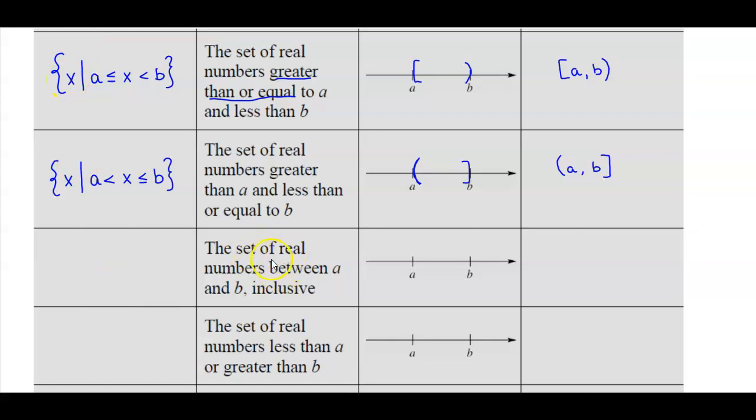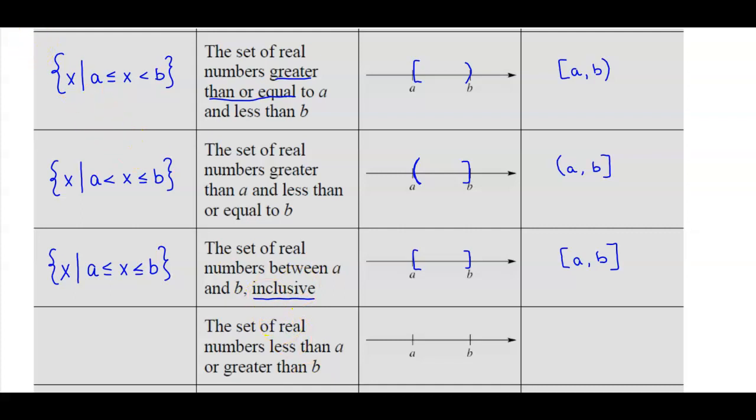Okay, the set of real numbers between a and b inclusive. Okay, so it's saying the set of real numbers inclusive means you're including both a and b. So that means you're going to have a bracket at a and a bracket at b, and because it's saying in between. So we have a bracket a, comma, b with a bracket. And so with set builder notation, we would write it as the following. X such that x is going to be in between a and b inclusive, meaning that you're including both a and b.